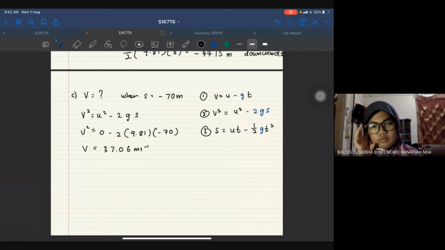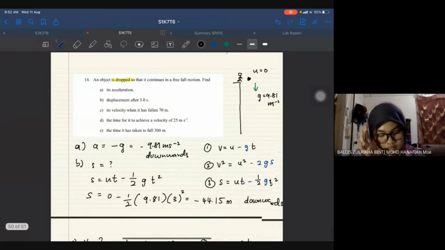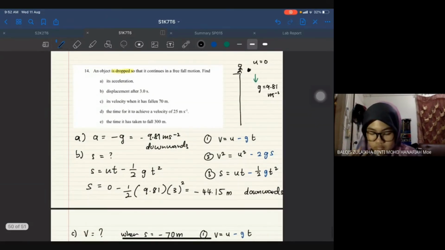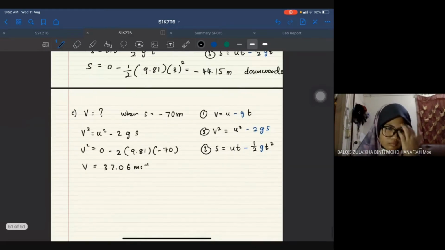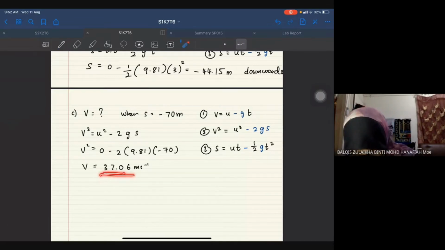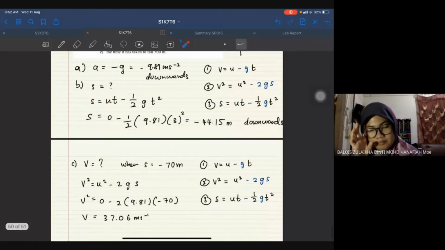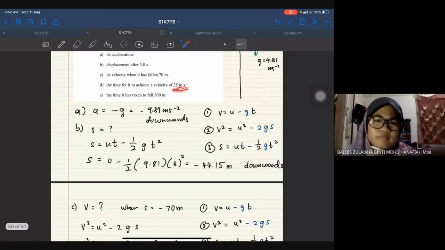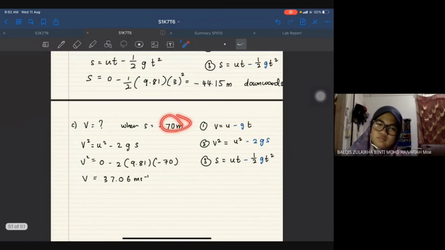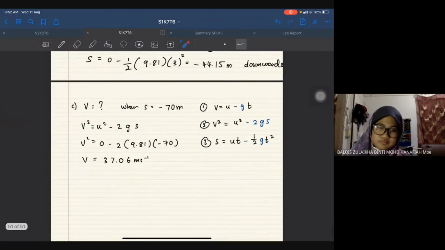Okay, the next question, they want you to find the time for it to achieve the velocity of 25 meter per second. Okay. So, kalau kamu tengok velocity dia ni, ini dah 37, tapi dia dah travel sebanyak berapa tadi? 70 meter. So, yang ni 25 meter, katakanlah kamu nak fikirkan, kamu nak predict, adakah ada sebelum 70 meter or after 70 meter kamu rasa?